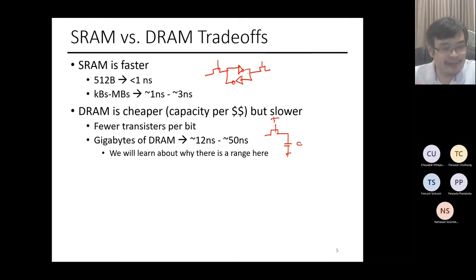This basically acts as, I have a capacitor to store my electrons. The transistor acts like just a gate. I can go in and fill in the electrons or not. Think of it as a switch, right? Gigabytes of DRAM is much slower, much slower. There's a range between like 10 nanoseconds, right? Up to 50 nanoseconds, depending on how the access behaves. We'll talk about this in more detail in the next two lectures.